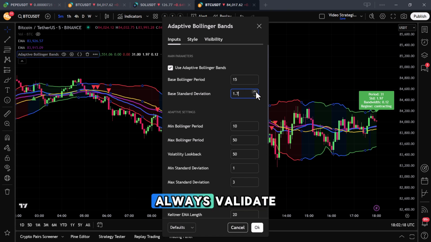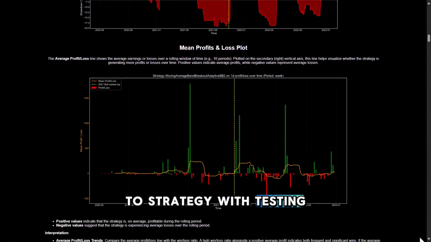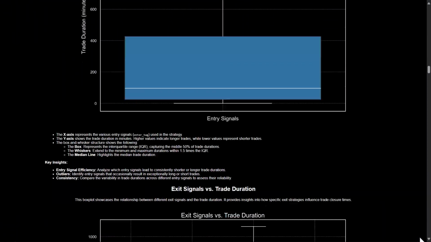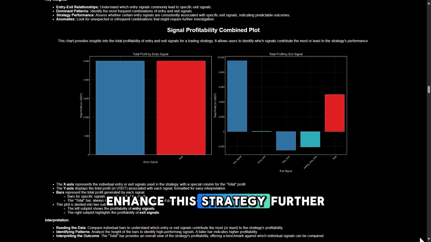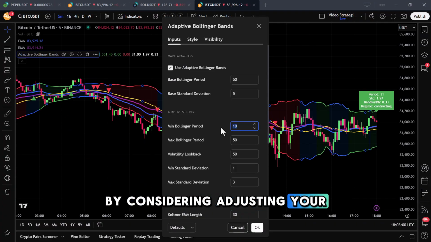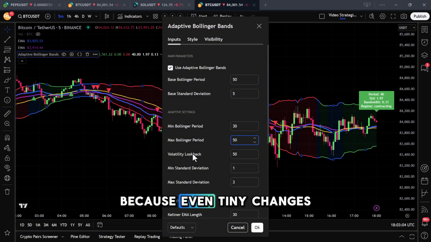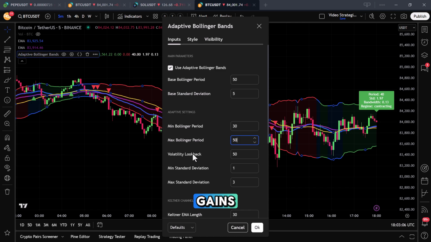But in the end, always validate your strategy with testing, like paper trading or dry running, before real trades happen. And you might even enhance this strategy further by adjusting your risk to reward ratio or refining indicator settings, because even tiny changes can lead to big gains.